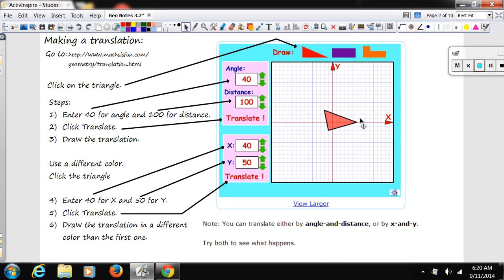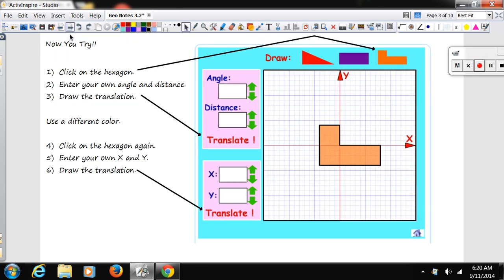So hopefully you drew those on there. You can see what the 40 and the 100 would look like, what the 40 and the 50 would look like. You might just draw one of them and look at the other one on the website. But I'm going to move on so you can hopefully play with that a little bit, because the next slide also has that on there.